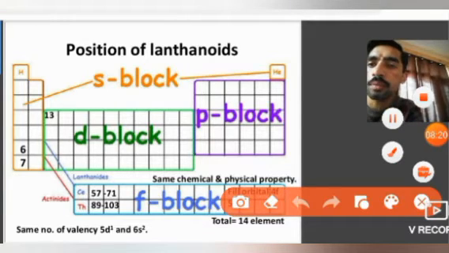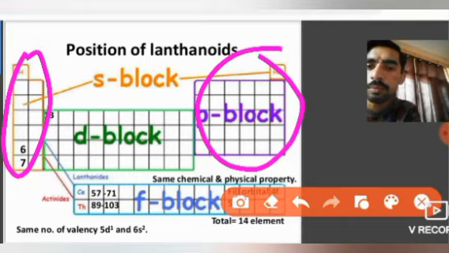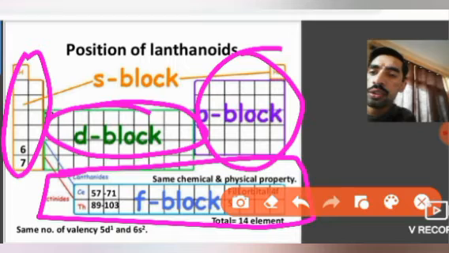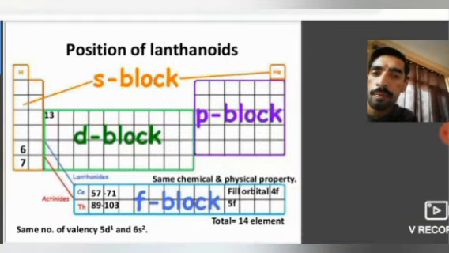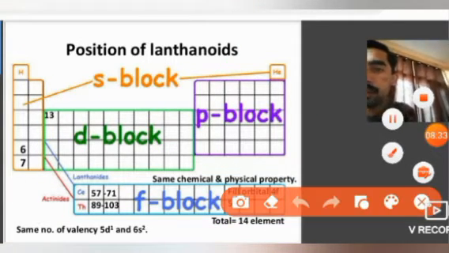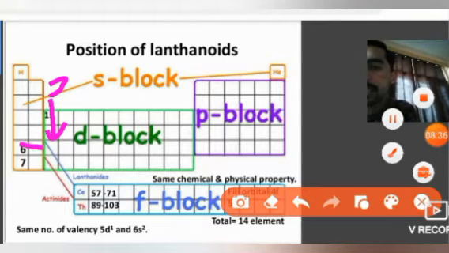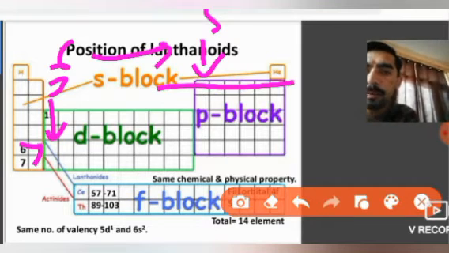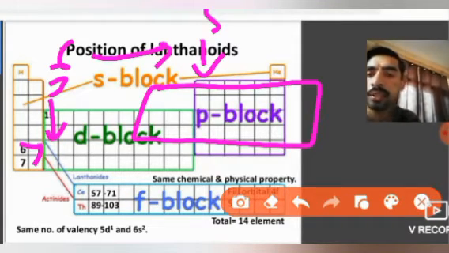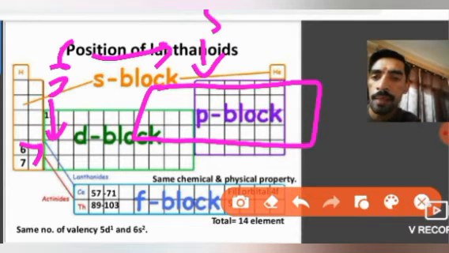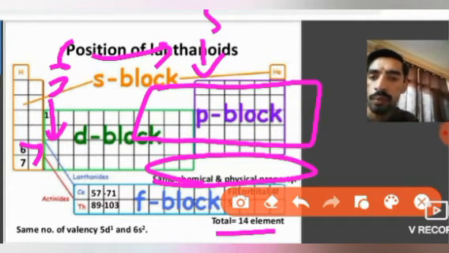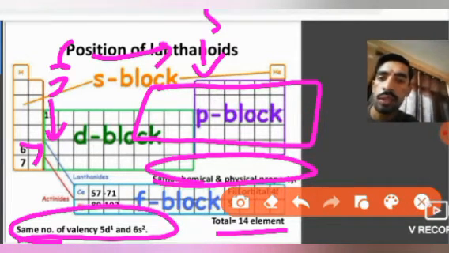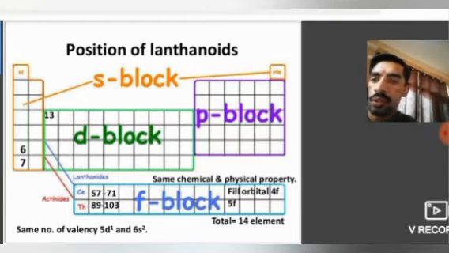Now if we talk about the position, this is the S block, this is the P block, we have already done. The D block, this also we have done. Now we are doing the F block. The position of the F block is somewhere in between the D block, in front of the third group of D in the 6th period, below the third group. The F block is present inside the D block. That's why it is called inner transition elements. Same chemical and physical properties are there. Total 14 elements are there. Same number of valence electrons are there, 5d1 6s2, but 4f is 1, 2, 3, 4, 5, 6, like this way.